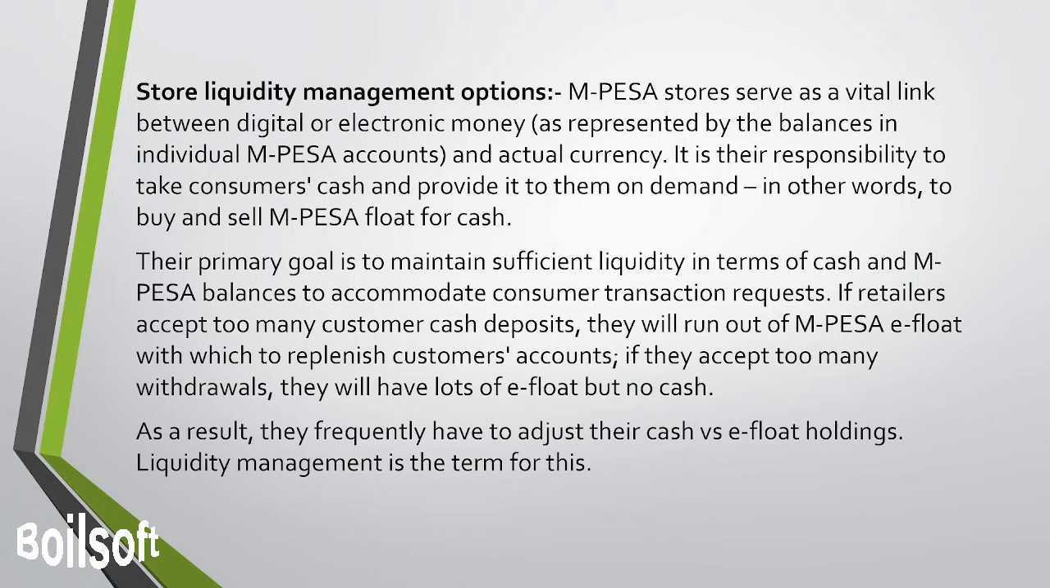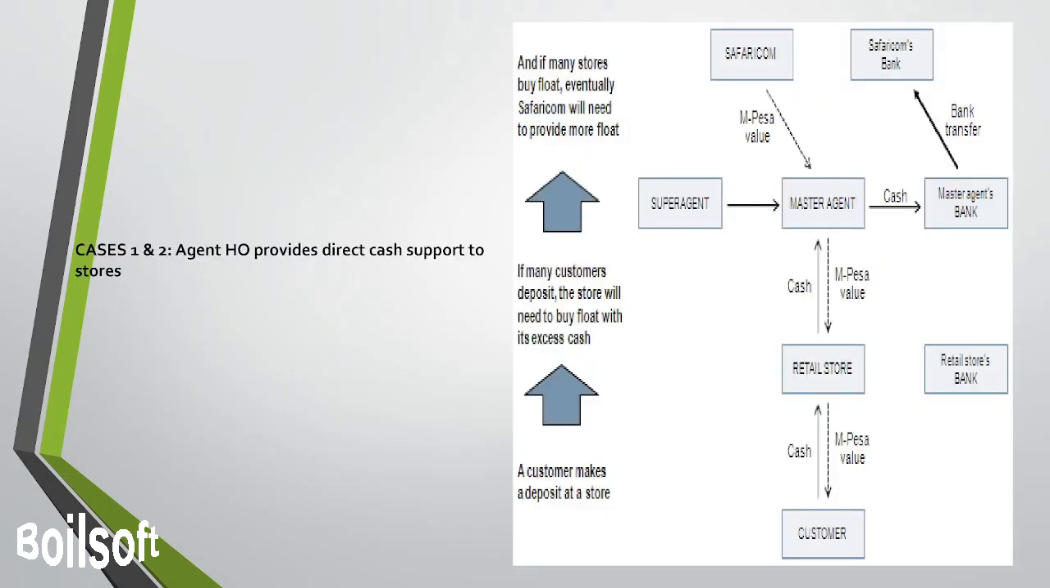Next, I'm going to explain the different cases. In this case, the customer gives cash to the retail store and they get M-Pesa value, and this cash goes to the master agent and in return they get M-Pesa value, whereas the super agent and master agent are connected, and the master agent gives cash to the master agent's bank and the bank transfer happens between Safaricom's bank and the master agent's bank, whereas Safaricom gives M-Pesa value to the master agent.